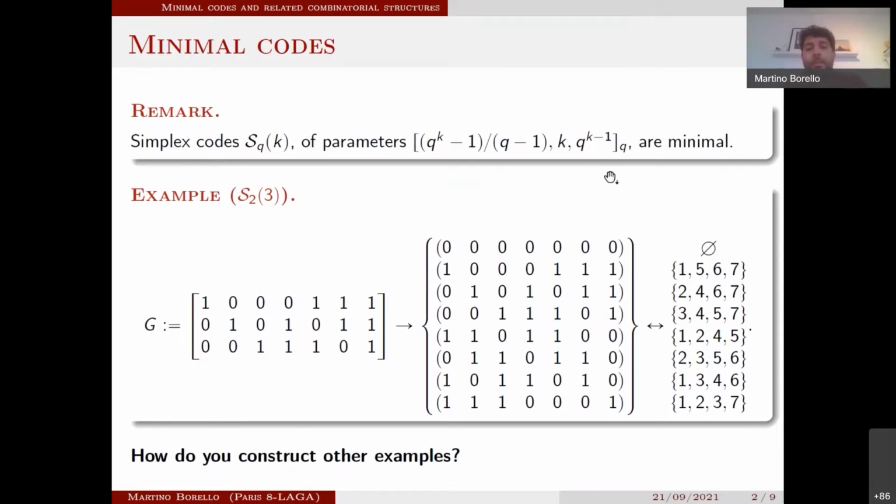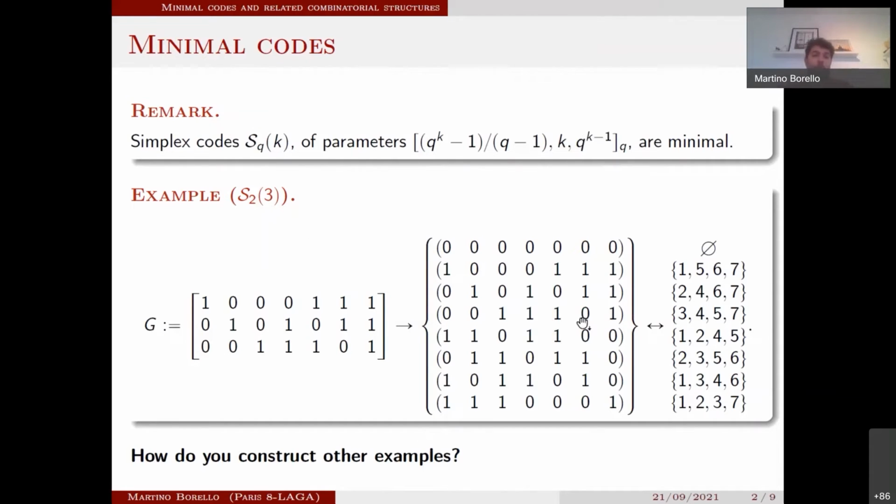What is a simplex code? It is essentially the code that you obtain by taking a generator matrix which has columns given by all non-zero vectors of F_q^k up to a scalar multiple. So this is the length, this is the dimension, and these codes turn out to be constant weight, so they have just one non-zero weight, and this is q^{k-1}. This last property is essentially the one that gives you that the code is minimal, because you can prove it.